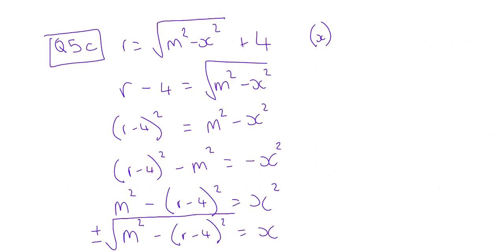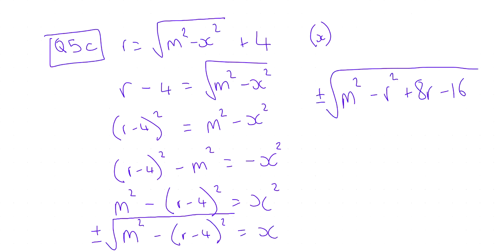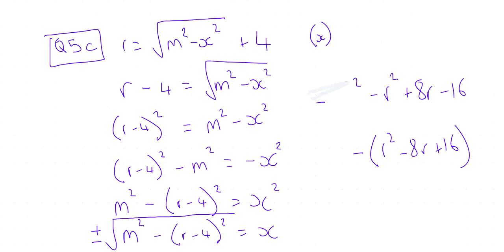If you did expand your brackets, you would have had m squared minus r squared plus 8r minus 16. And if you didn't have that, it means you messed up your signs a bit, because it should be this, right? The minus the expansion of this, which means the negative then changes all the signs, which is why it looks like that. But you didn't need to do any of this. It's just not wrong if you did. This is the answer I had, and that is what you should have had.